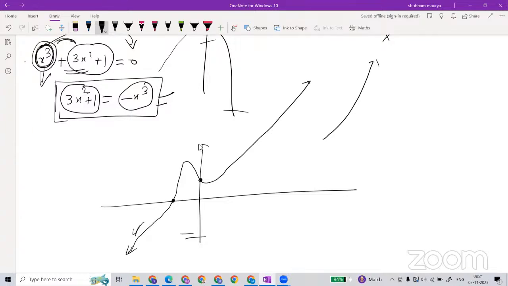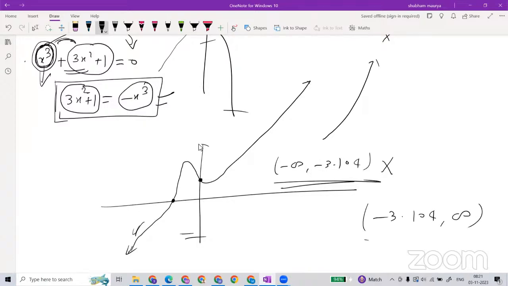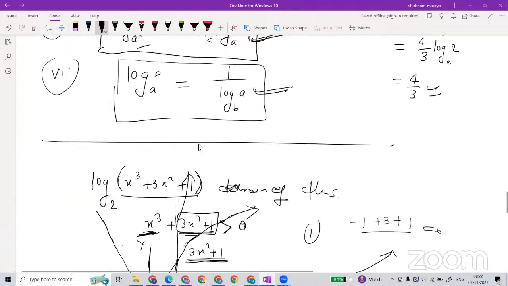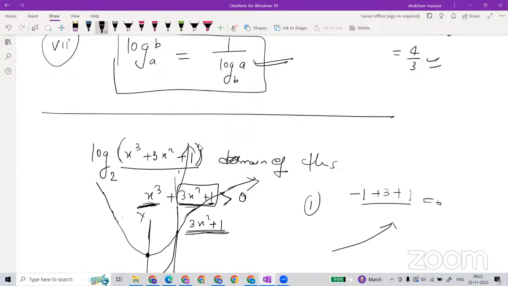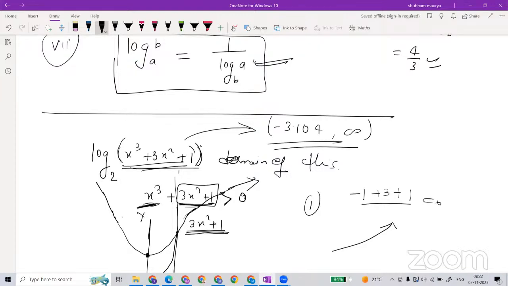So let's talk about the domain. If it is from minus infinity to minus 3.104, then we are not going to take it as domain. From minus 3.104 to infinity, open interval, is going to be the domain for this logarithmic function, because in that range this part is positive. So this is the domain. Okay.